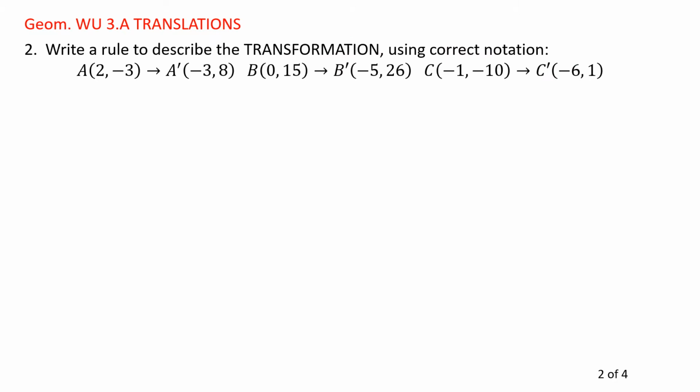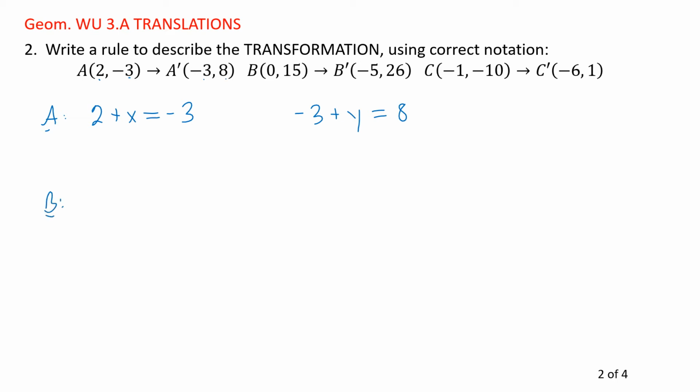Write a rule to describe the transformation using correct notation. This says transformation, but it is actually a translation. It is a slide specifically. And the way to do this is to say, start with A. If you take 2, you add x to it, you will end up with -3. You can also take -3, add y to it, and you end up with 8. So start with 2, result with a -3. For y, you take the -3, you end up with 8. And then you just solve that.